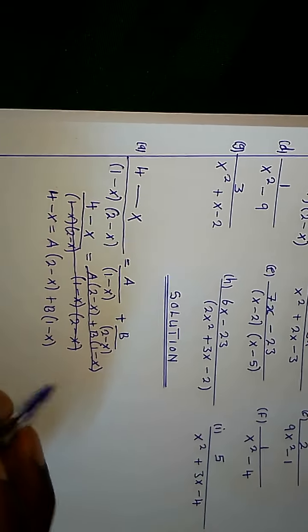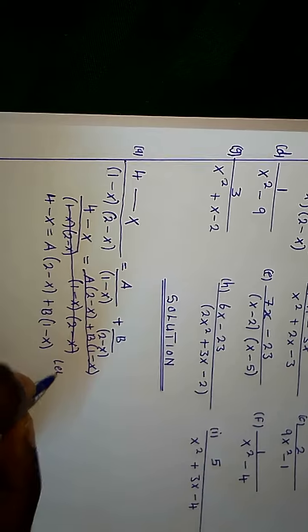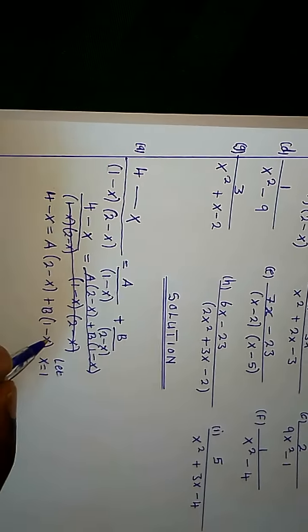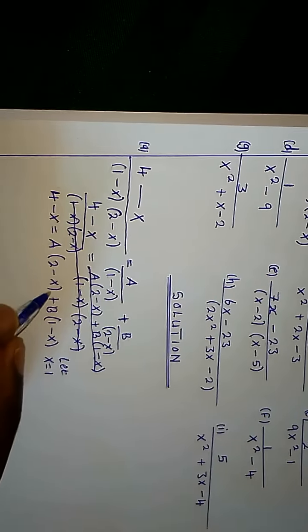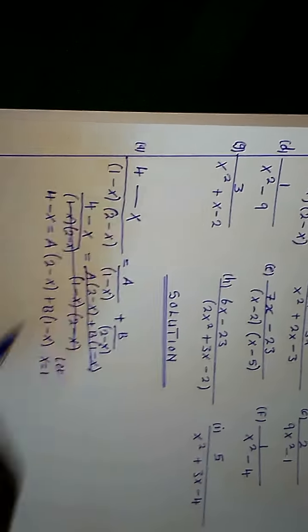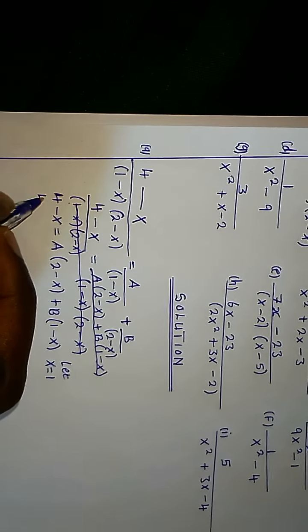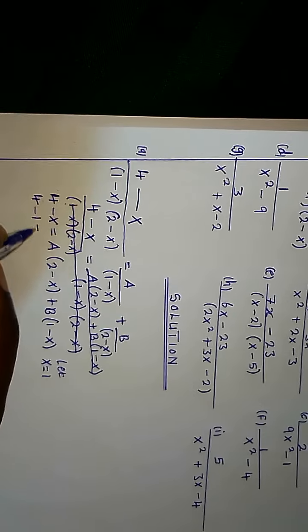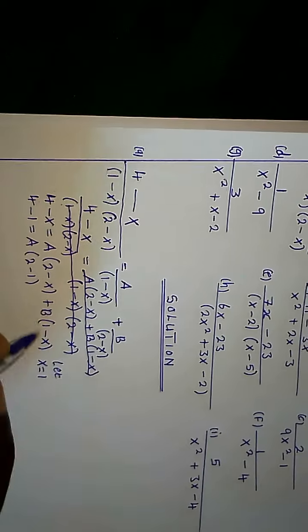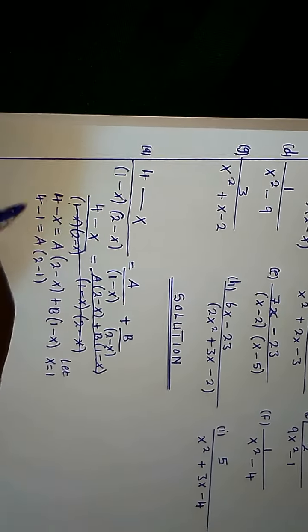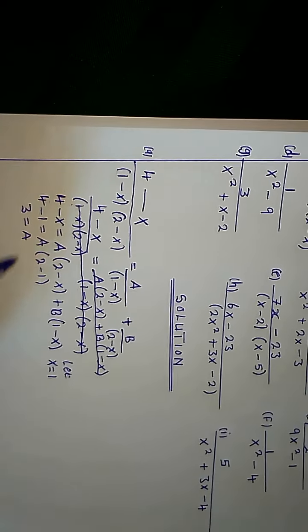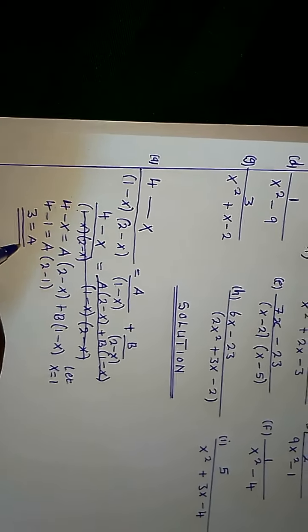So in order to find A, we can simply say let x equal to 1, such that if we put 1 here and here and here, this guy is going to go because 1 minus 1 is 0. Therefore, we are going to have 4 minus 1 equal to A(2 minus 1). This is going to be 0. Therefore, we are going to have 3 equal to A, so this is our A.